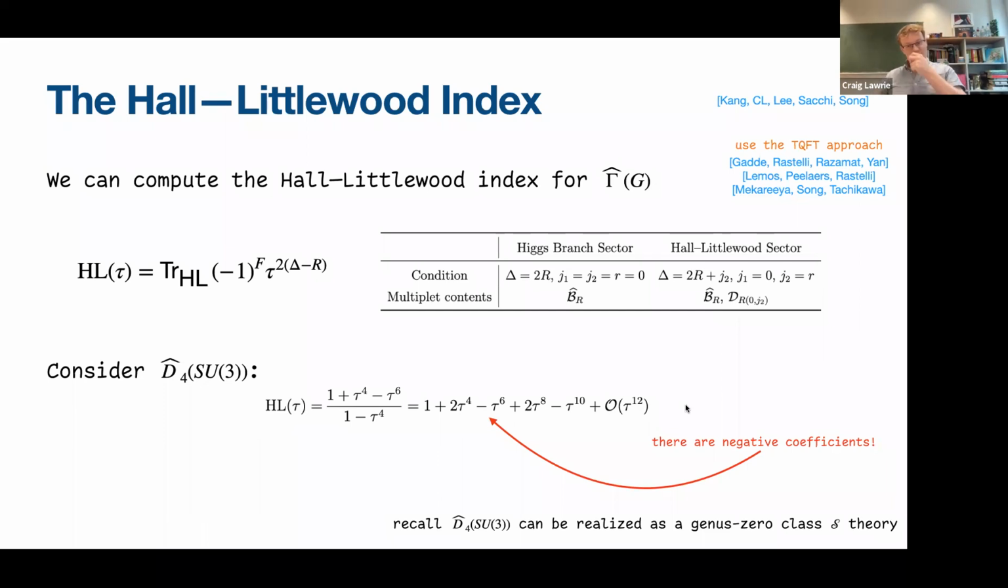Okay, and if you stare at this, the first thing you notice is that there's a negative coefficient at the tau to the 6th term. And that would not be a problem a priori. But what I just told you was that the D4 hat theories can be realized as genus 0 class S theories, right? You take the thing with the 4 twisted null punctures, or the 2 with 2 twisted null punctures, and you glue them together.